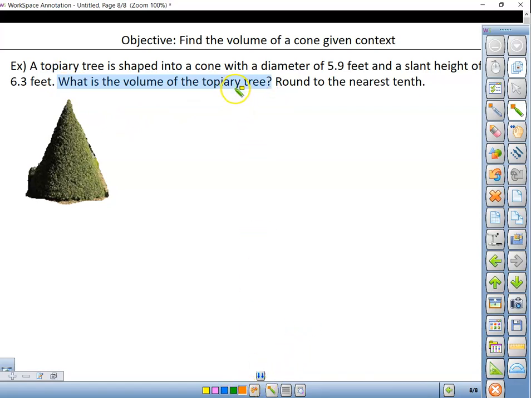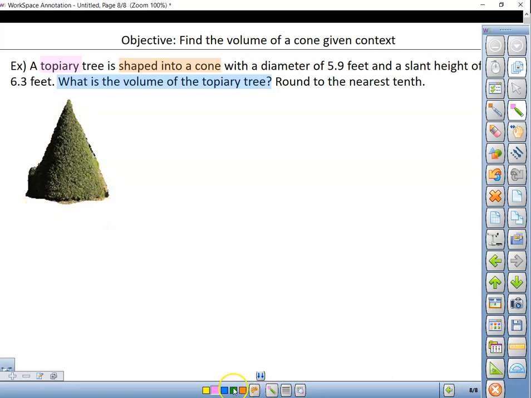And our topiary tree, we're told, is in the shape of a cone, which means we're calculating volume of a cone. If you are not familiar with the word topiary, topiary is a word that's used to describe a very dense bush or tree that can be shaped by pruning into some sort of figure or object. This one is just shaped into a simple cone. If you've ever been to Disneyland, they have a lot of topiaries that have been shaped into characters and animals and stuff like that. Those are other types of topiaries.